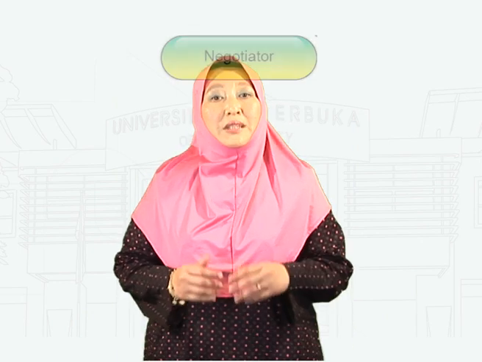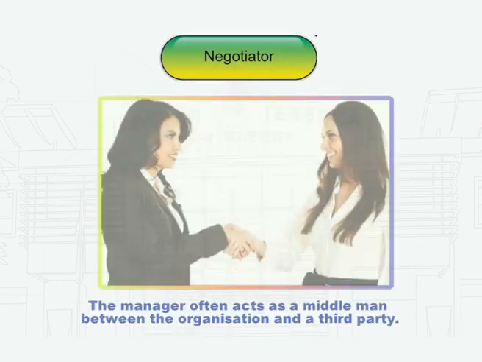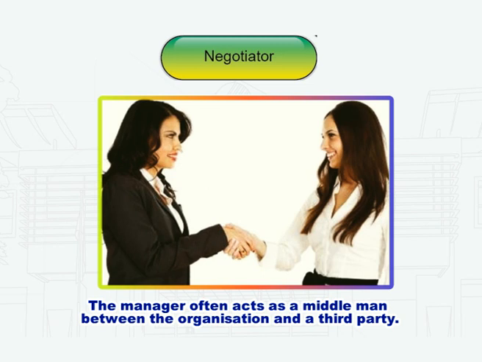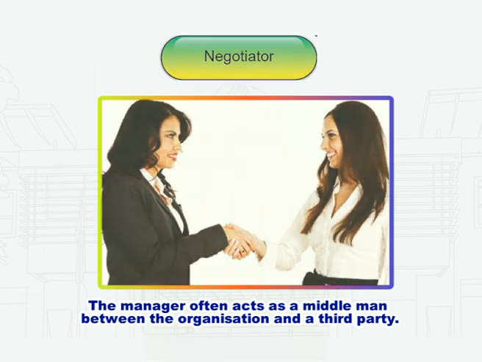The fifth role of a manager is that of a negotiator. A manager may negotiate salary scales with trade unions or negotiate terms of sales with a supplier. In this role, the manager often acts as a middleman between the organization and a third party.